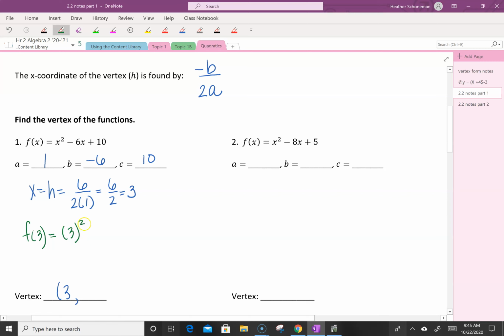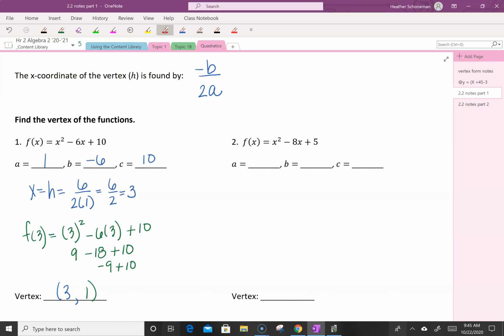So I'm going to have 3 squared minus 6 times 3 plus 10. 3 squared is 9 minus 18 plus 10. So 9 minus 18 is -9 plus 10, which just gives you 1.